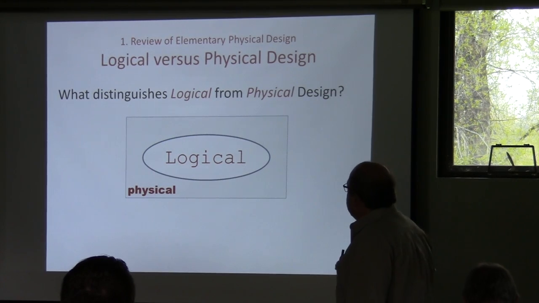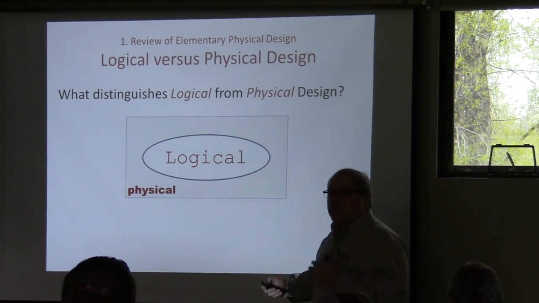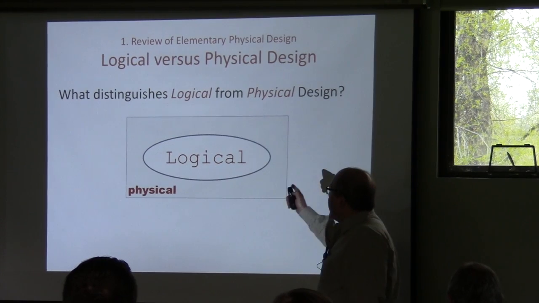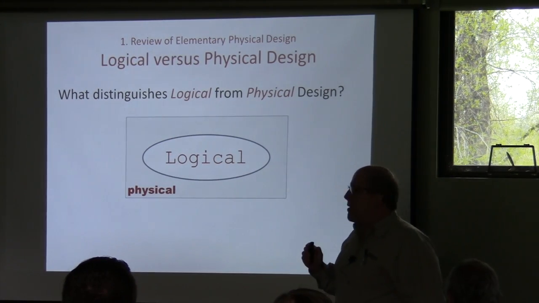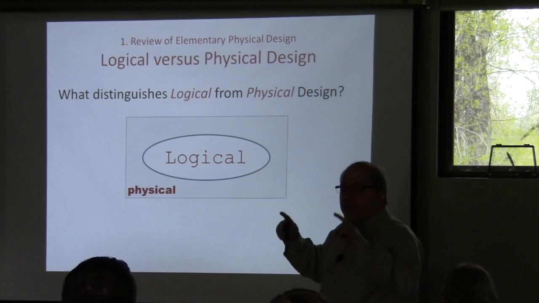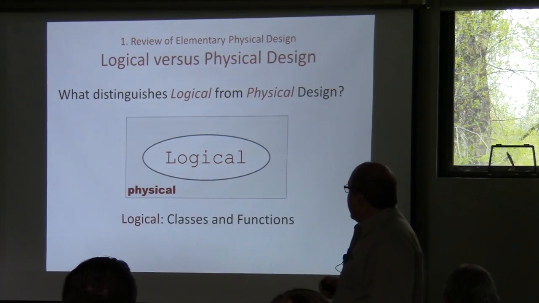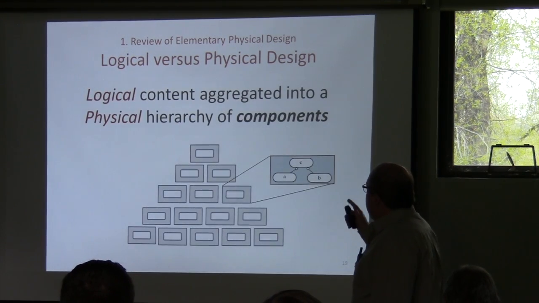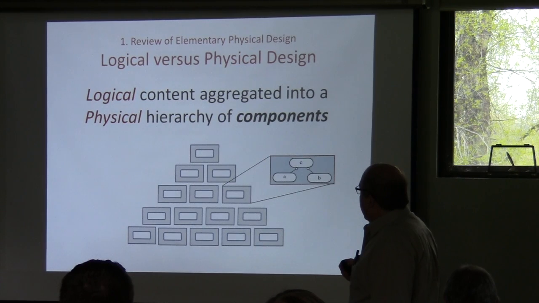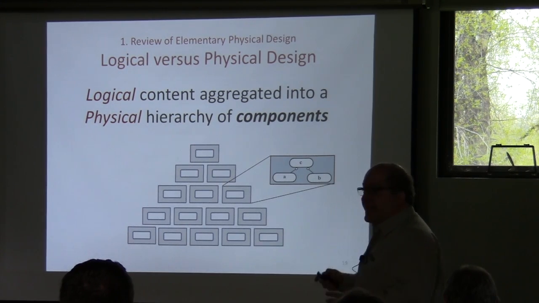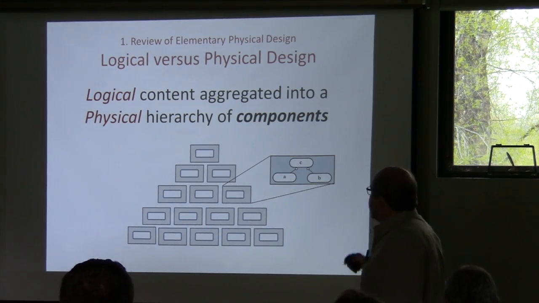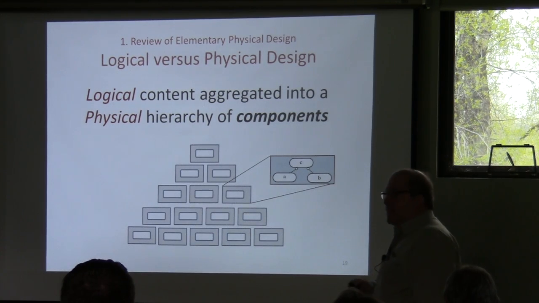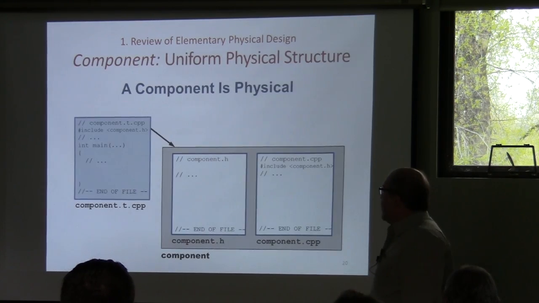This is the way I represent logical and physical design as an icon. The oval is the logical part, and it's contained within the physical part, which is the rectangle. Logical: classes and functions. Physical: files and libraries. So if you look at these components, they contain logical content, and this is my little sketch to show you what I mean by that. But the components stack up on top of each other, and here's an example, or the archetype.